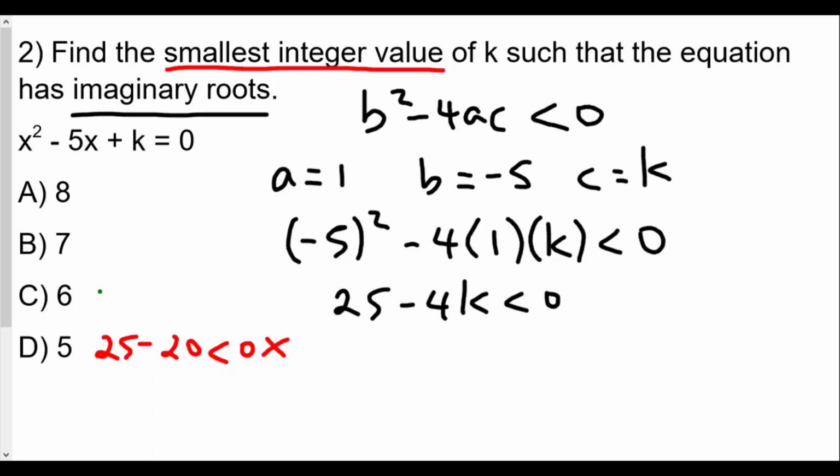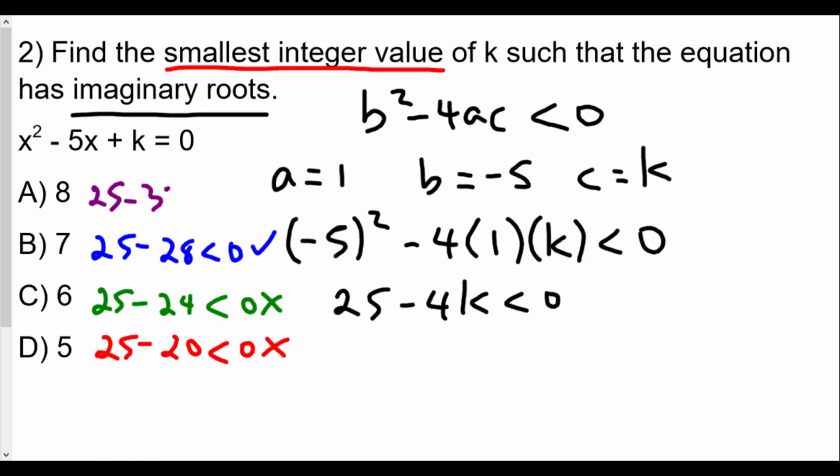And then we try 6. 25 minus 4 times 6 is 24. That's 1, not less than 0. Well, that's no good either. We try 7. 25 minus 28 is less than 0. That works. Now, if we try 8, 25 minus 32 is less than 0, negative 7. Well, 25 minus 28 gives you negative 3. So even though 8 does work out, it's not the smallest value. So we have to choose the smallest one, which is choice B, 7.